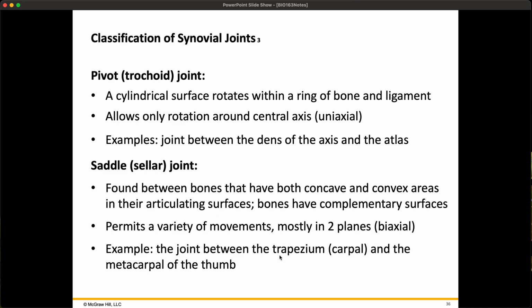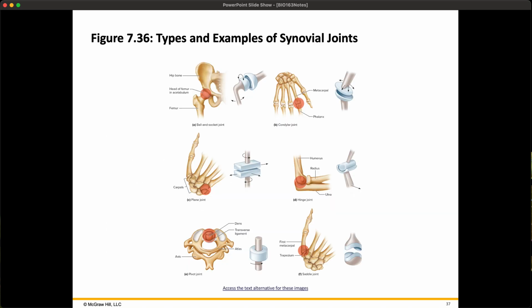Saddle joints, this is like in between your thumb joint, that kind of gives it that unique range of motion that our thumbs do have. It's shaped kind of like a saddle. If you don't know what a saddle looks like, Google a picture of it. But it kind of is this convex, concave looking structure.